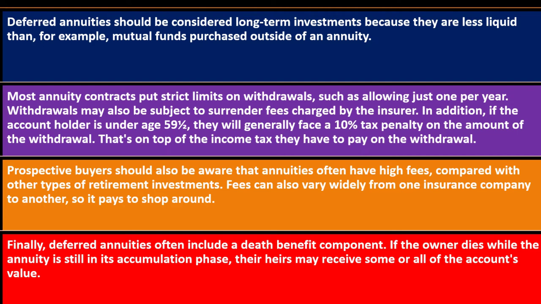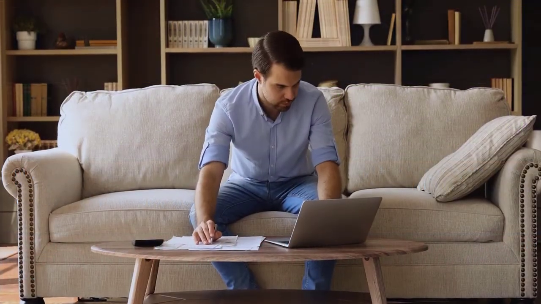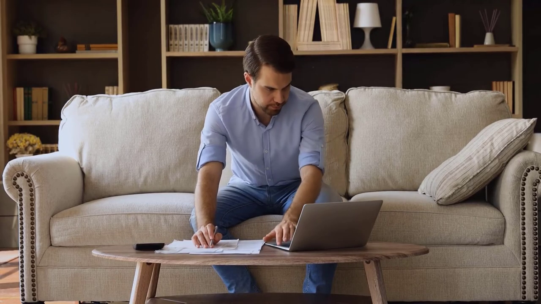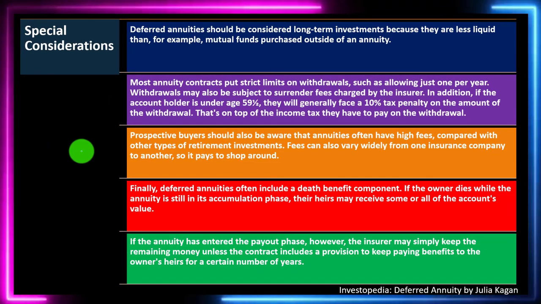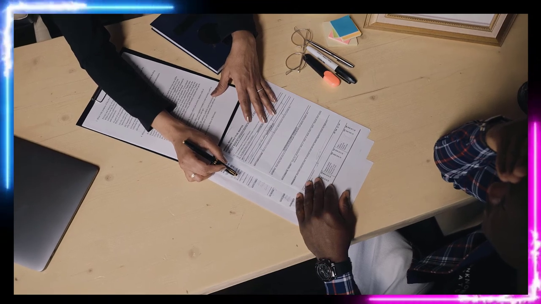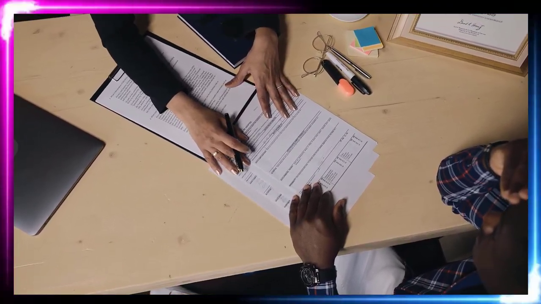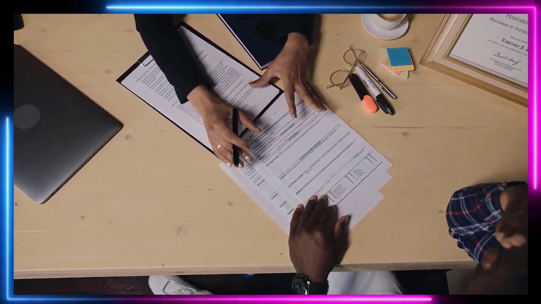Finally, deferred annuities often include a death benefit component. If the owner dies while the annuity is still in its accumulation phase, their heirs may receive some or all of the account's value. So at that point, when it's accumulating and you die, you could have a kind of life insurance component to it as well. If the annuity has entered the payout phase, however, the insurer may simply keep the remaining money unless the contract includes a provision to keep paying benefits to the owner's heirs for a certain number of years. So you want to take into consideration your life expectancy and what's going to happen if you die before that, and what the consequences will be for your heirs with regards to the annuity.